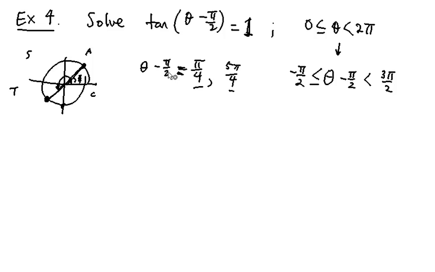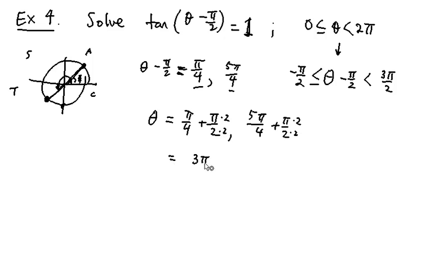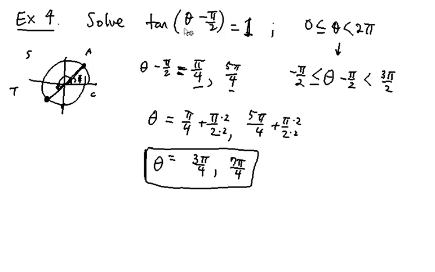So I'm going to move this to this side, and I get theta equals pi over 4 plus pi over 2, and 5 pi over 4 plus pi over 2. So those would be my two angles there. If I change this to the same denominator, now I have 1 plus 2, which is 3 pi over 4, and 5 plus 2, which is 7 pi over 4. Okay, so this is my solution set. These are the two angles that will make this statement true.